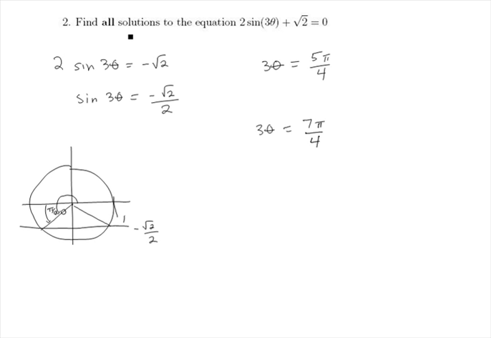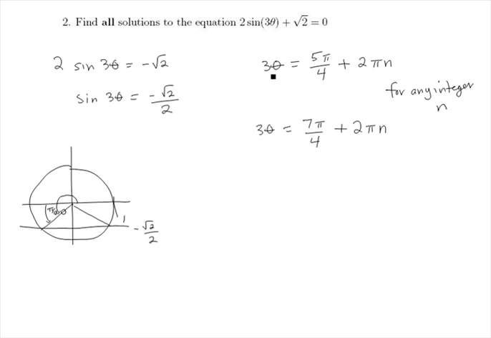Now, because we're looking for all solutions to this problem, we need to include the fact that not only will the sine of 5 pi over 4 be negative radical 2 over 2, but so will 5 pi over 4 plus any multiple of 2 pi. Because the sine function is periodic with a period of 2 pi, anytime we add a multiple of 2 pi to our angle, that doesn't change the value of the sine. So we need to include that in our solution, and say this is for any integer value of n.